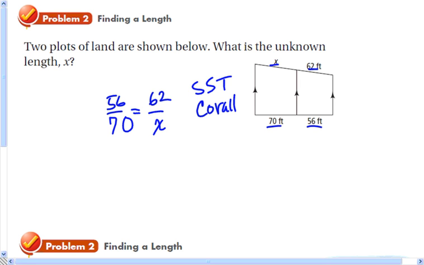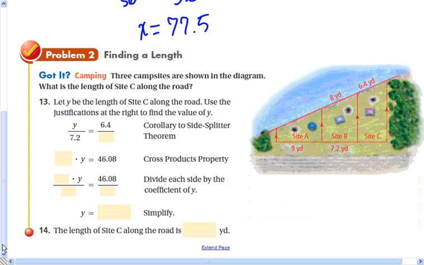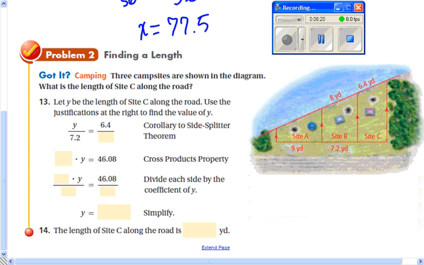And then using cross products property, we can say 56x is equal to 70 times 62, which is 4,340. And we can divide both sides by 56, and we get x is equal to 77.5. So 77.5 right here. All right, go ahead, you try, check back with your answers.